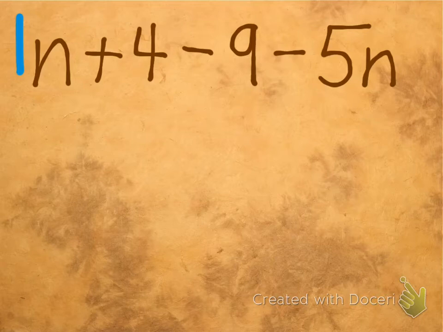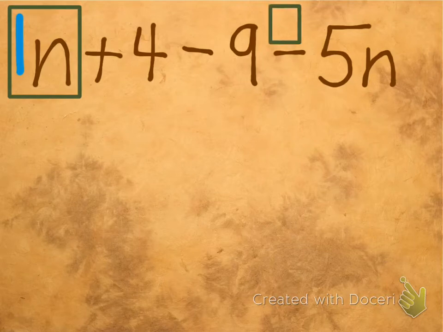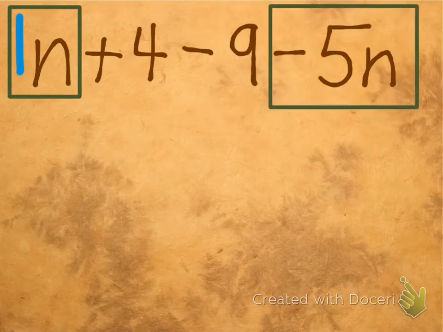Now, I need to combine my like terms. So I have a 1n, and then I have a negative 5n. If I add those together, what do I get? Negative 4n. Why negative? Because when the signs are different, you subtract and keep the larger number's sign. That's something we're going to review again in a little bit.